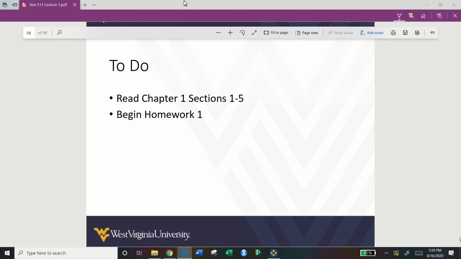So for this week, you should read Chapter 1, Sections 1 through 5, and you should go ahead and start on your first homework assignment. Some of your first homework assignment is asking you to calculate averages and variances, and at this point you know how to do that, and you should just go ahead and finish it right now.